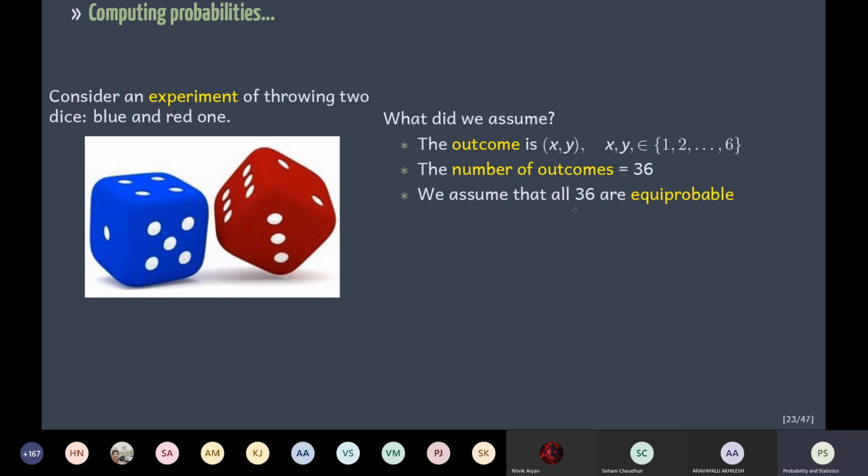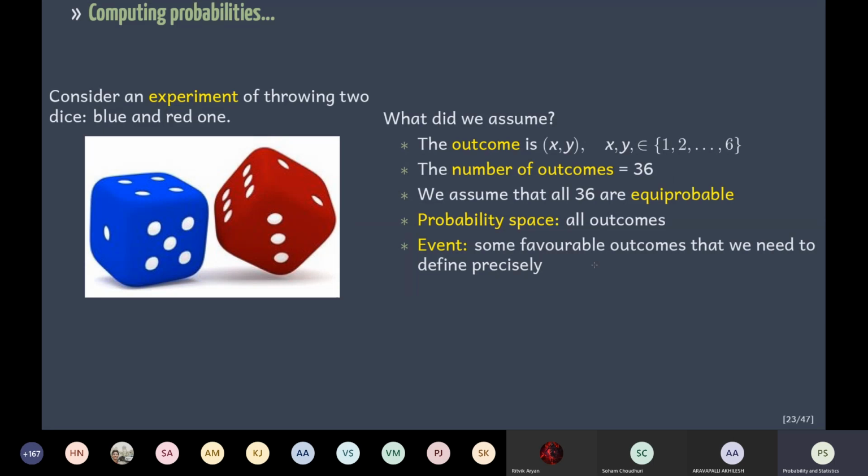And we assume that all 36 are equally probable. In other words, we are assuming that the dice are fair. When we say something is fair, it means that each outcome is equally probable. That's a keyword here. The sample space is all possible outcomes, and its cardinality is indeed 36. The event will be some favorable outcome that we need to define precisely, depending on the experiment that we want to do.